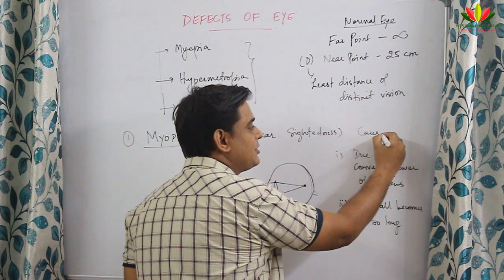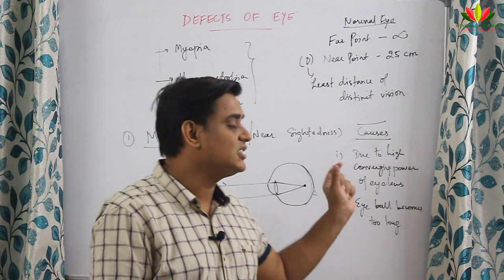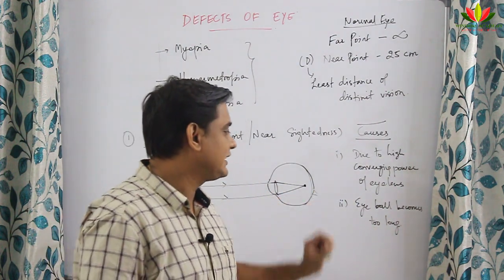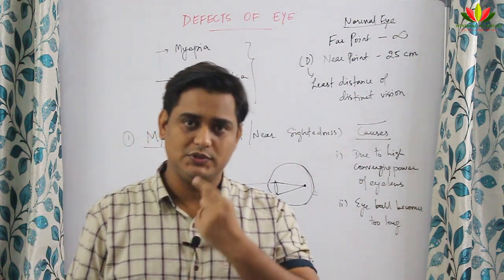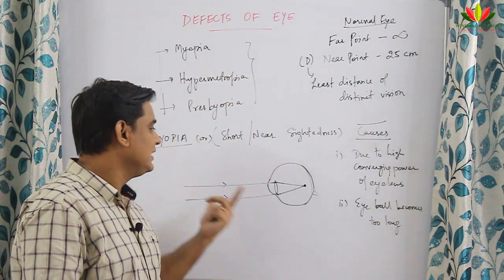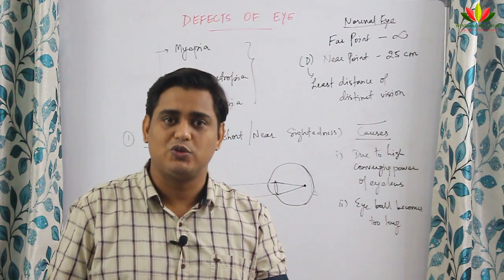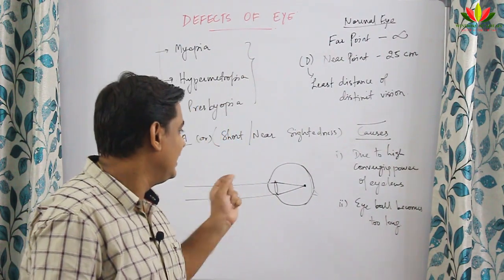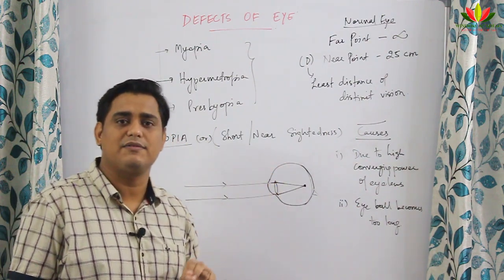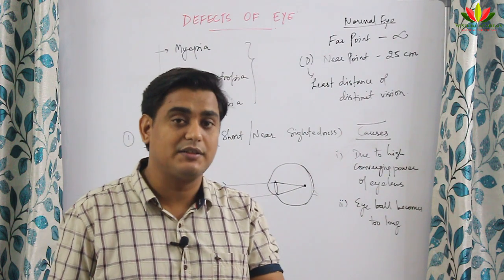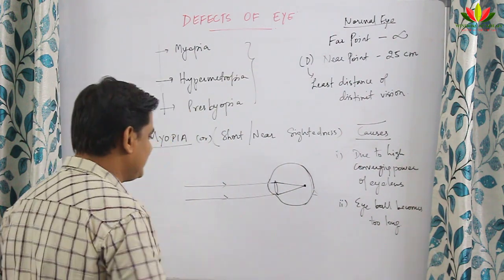So if they ask in the examination what are the causes of myopia, one cause can be due to high converging power of the eye lens, the second cause can be due to the eyeball becoming too long. So this is how myopia happens in the human eye. Let us see how we correct this. Myopia has led to the rays meeting before the retina itself. How can we correct this defect? We can correct it by placing a lens before it. What kind of lens? Let us see.